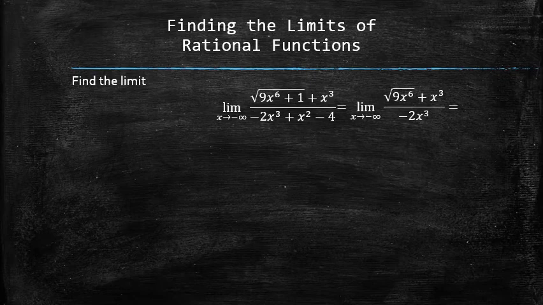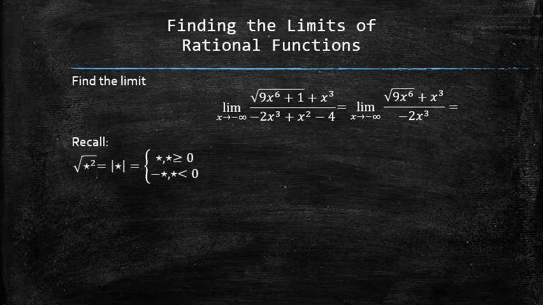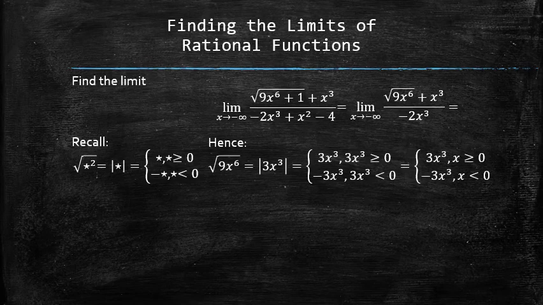And again, let's recall that the square root property says that the square root of something squared is the absolute value of that something. Therefore, the square root of 9x to the power 6 is the same as 3x to the power 3 when x is greater than or equal to 0, and the opposite of that otherwise. This time, x approaches negative infinity, so naturally x is negative. Therefore, we replace the square root of 9x to the power 6 with -3x to the power 3.